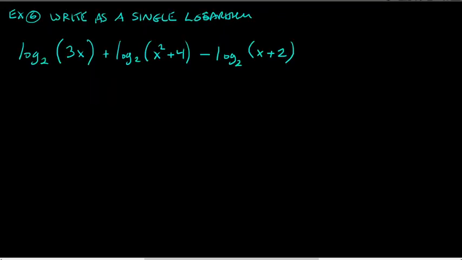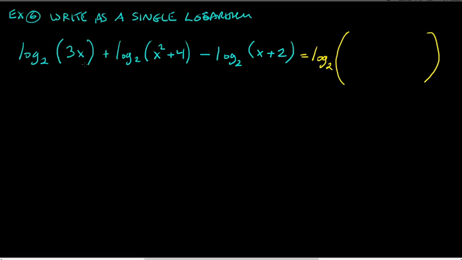Okay, another example. Now we want to write as a single logarithm, right? So now notice we have the sum and difference of these logarithms. They're all base 2, right? But they all have different arguments. They all have different m's and n's, if you like. So how do we write this as a single logarithm? In other words, our goal is to write this as log base 2 of what? Right? What goes in the parentheses here? So that's our goal.